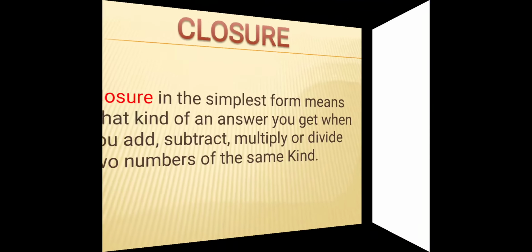Let us take some examples to understand the closure property. Whole numbers are the numbers from 0 onwards. Let's check closure for whole numbers under addition. What happens when you add two whole numbers?